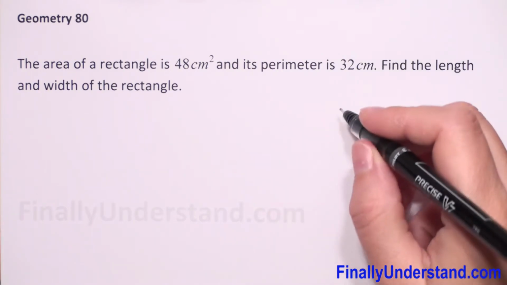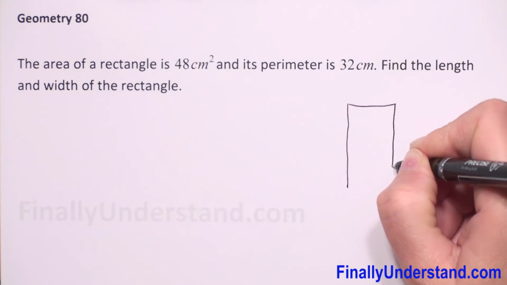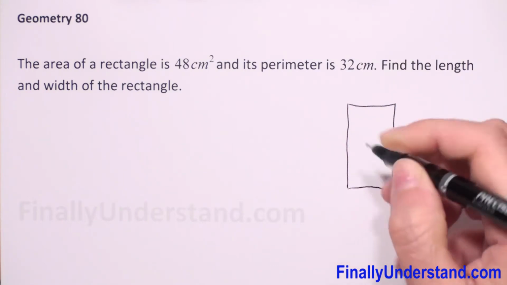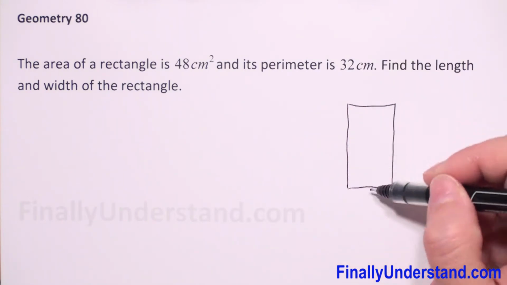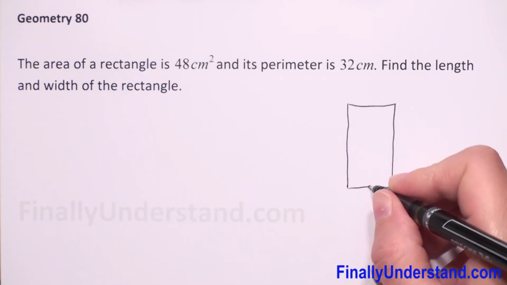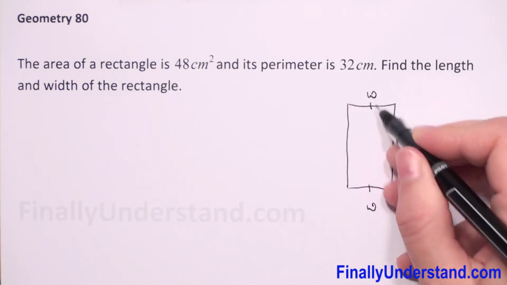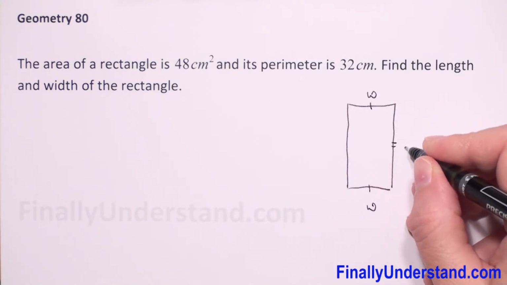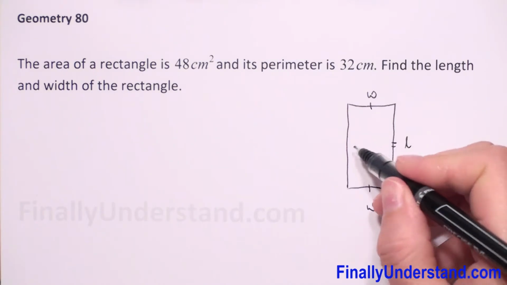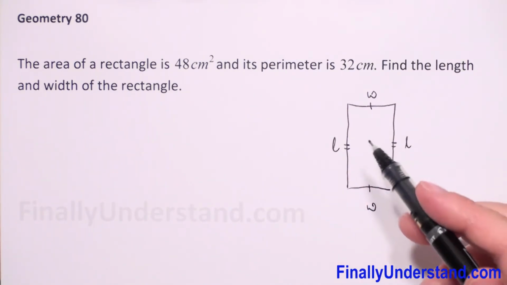So let me remind you, a rectangle has the same sides which are opposite. So this is our width and this is our length. They are the same. And what else?